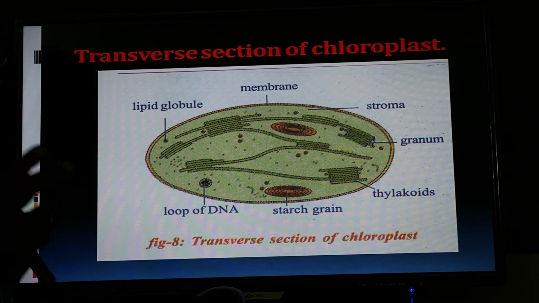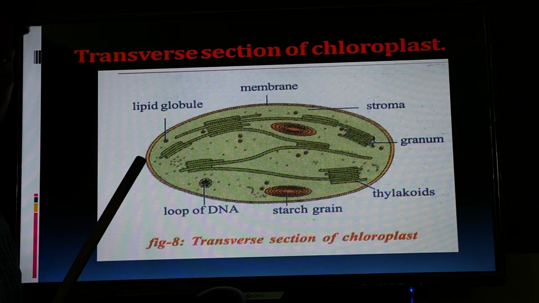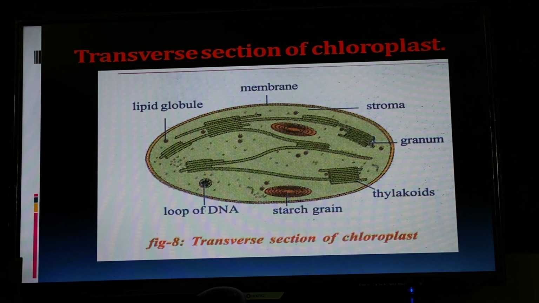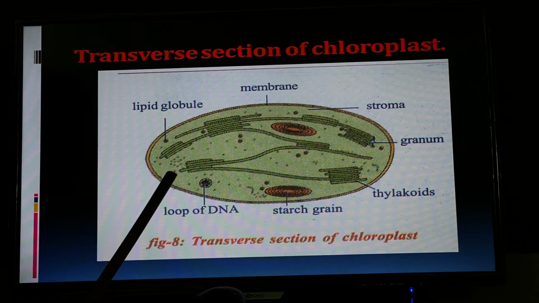There are 2 types of chlorophyll pigment present in granum, that is chlorophyll A and chlorophyll B. Chlorophyll A is blue-green in color, chlorophyll B is yellow-green in color. These 2 pigments along with the accessory pigments like xanthophyll, carotene are helpful for photosynthesis.